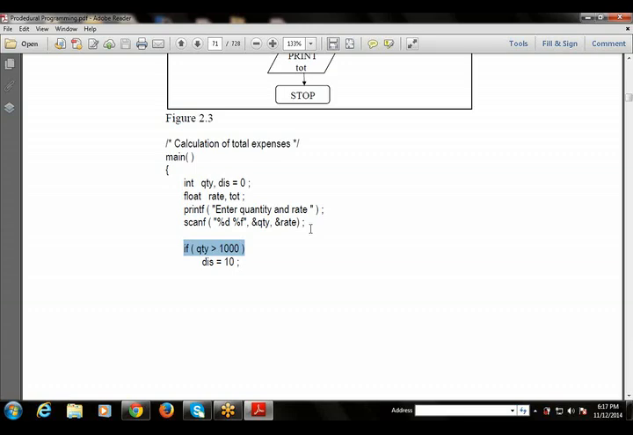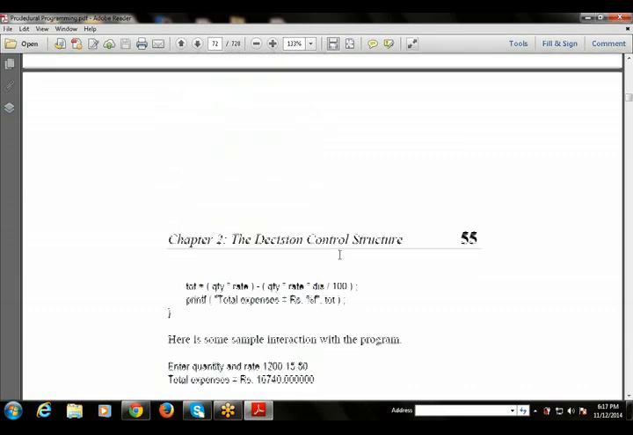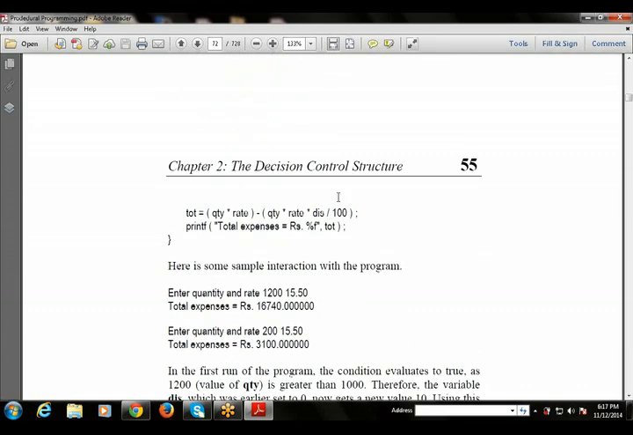That is the next part that is used. Then calculate the total value. What is the total value? That is quantity into rate minus quantity into rate into discount divided by 100. That is the next value, that is, uses the total. Then printf the value, that is, total discount equals the next value.